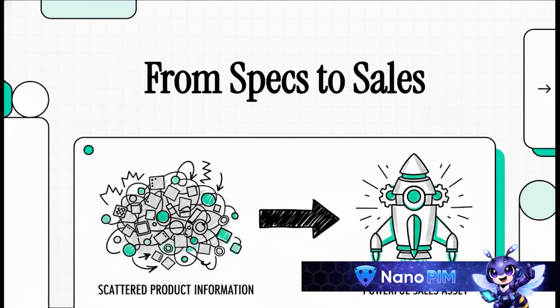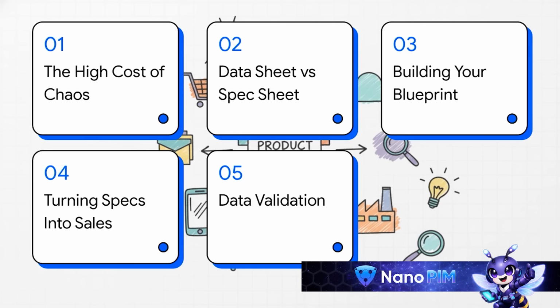We're going to break down how to take that scattered mess of product information and turn it into your single, most powerful sales tool. It's all about mastering your product data. So here's our game plan for today. First, we'll dig into the real cost of that data chaos. Then we're going to clear up a really common point of confusion, the data sheet versus the spec sheet.